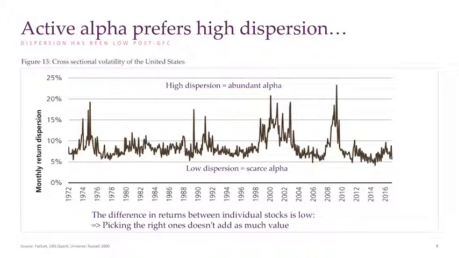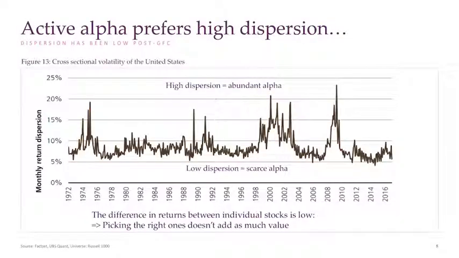And this is quite fascinating to look at. This goes way back. This is the US, where most of the data is gathered, back to 1972. So over 40 years of data here. In very simplistic terms, the higher that line is, the higher the dispersion is, the greater the opportunity set for active managers. And the lower the line, the lower dispersion, the harder it is to add value.